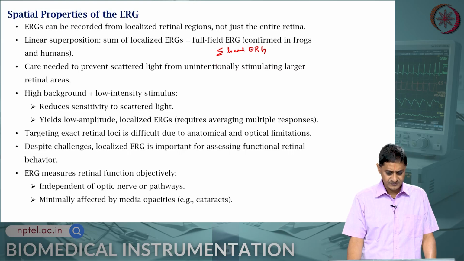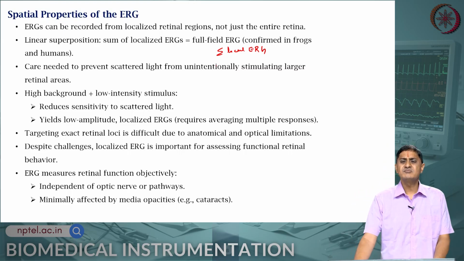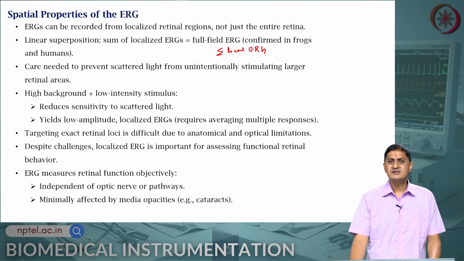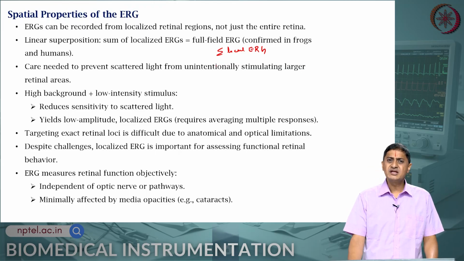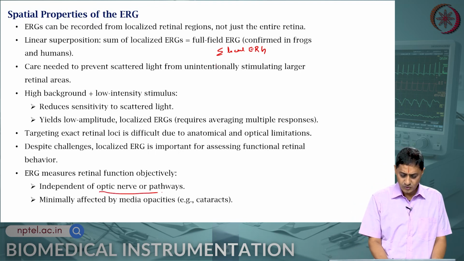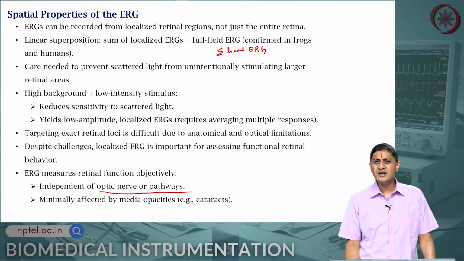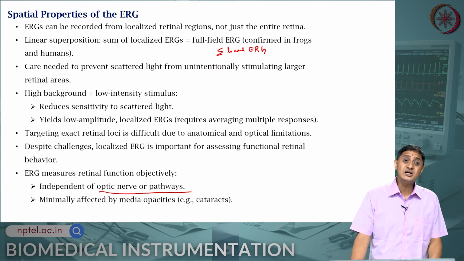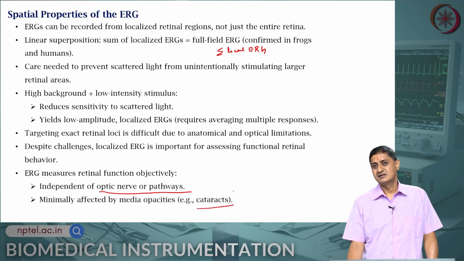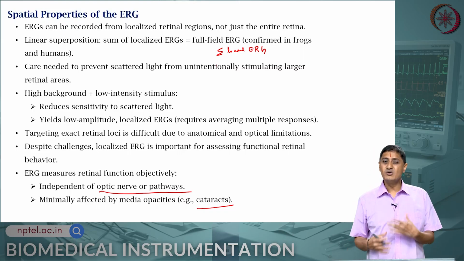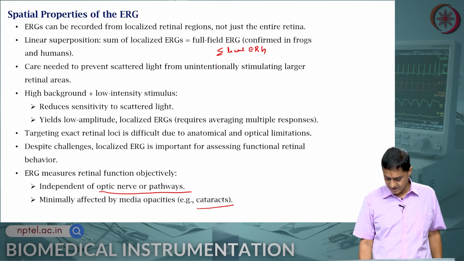So, essentially ERG provides an objective measure of the retinal activity by making measurements that are independent of the optic nerve or the neuronal pathways and are actually quite minimally affected by the optical properties or the media opacities such as cataracts, for example. Something to keep in mind. So, there is an objective measurement of the electrical activity level of the retina that is provided, without getting much affected by, for example, the presence of a cataract.